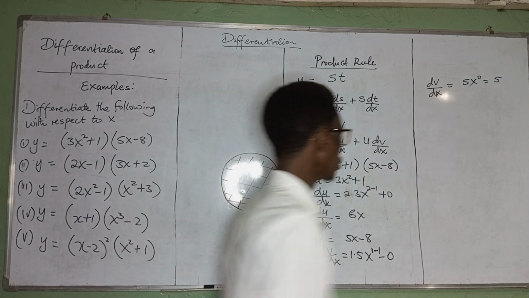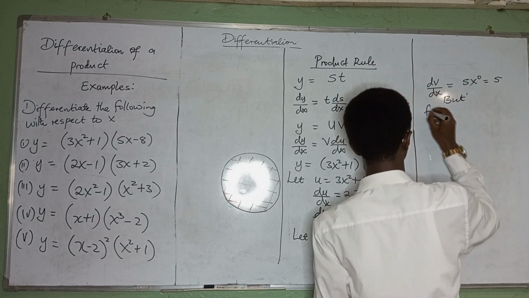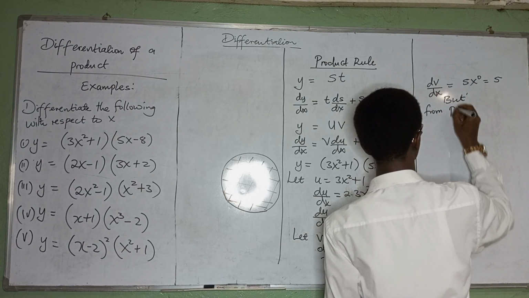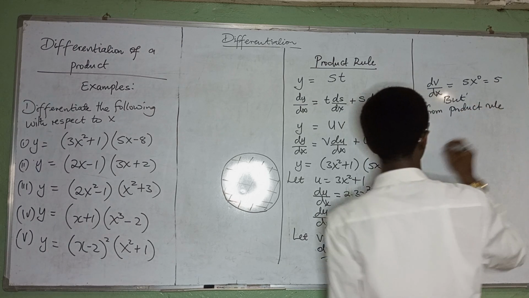Now, from the product rule, because this is in the form of a product, okay?